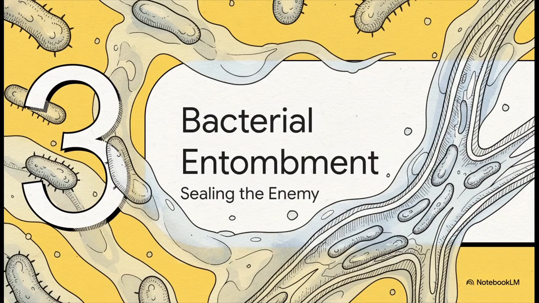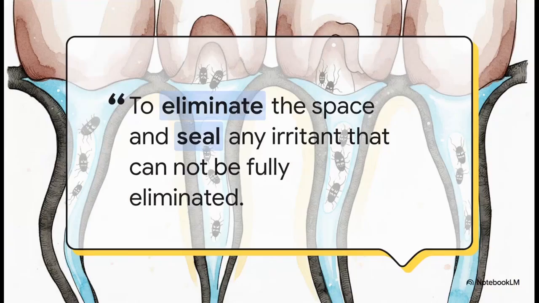Section 3. The bacterial entombment concept, sealing the enemy. Since we literally just established that 100% microbial eradication isn't really on the table, what's the actual clinical objective of modern endodontics? Well, the whole crucial point is captured beautifully right here. Our aim is to overcome the limits of chemomechanical prep. The goal is to eliminate the space and completely seal within the root canal system any irritant that can't be fully eliminated. This is formally known as the bacterial entombment concept.